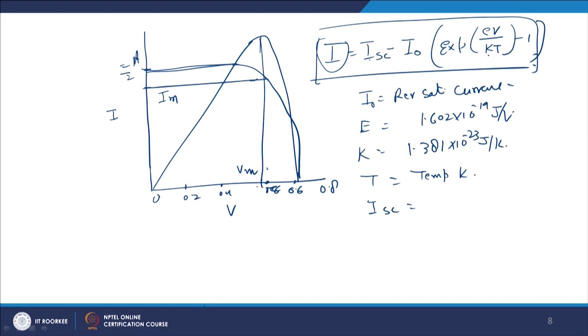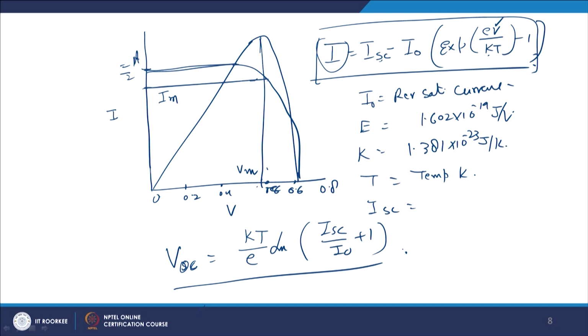Now, when I is 0, with the help of the short circuit current we can find the value of V. So, the open circuit voltage Voc is going to be equal to kT by e times the natural log of ISC by IO plus 1.